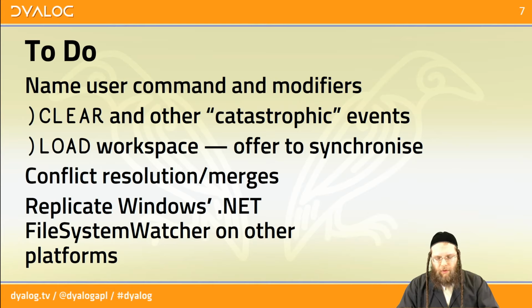And also, if you have a workspace with linked namespaces to directories and save that, and then while APL is closed, or at least the workspace is not active, there are changes made on the file system. Of course, when I load the saved workspace, then we want to re-establish all the linking, and if there have been changes, then we want to offer the user again to synchronize all those changes into the workspace.